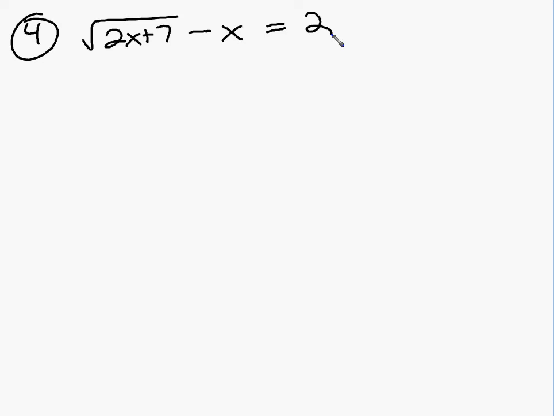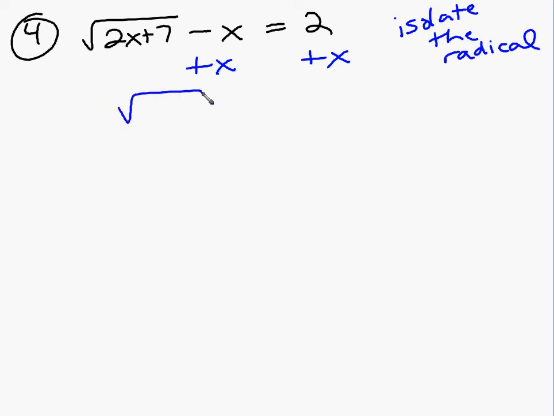You've got a radical, so aren't you thinking I'm going to have to square this at some point, right? If I'm thinking I want to square it, it would make much more sense to take that x over first before you square it, because otherwise it will become really, really ugly. We want to isolate the radical if we can. So I have the square root of 2x plus 7 equals x plus 2.